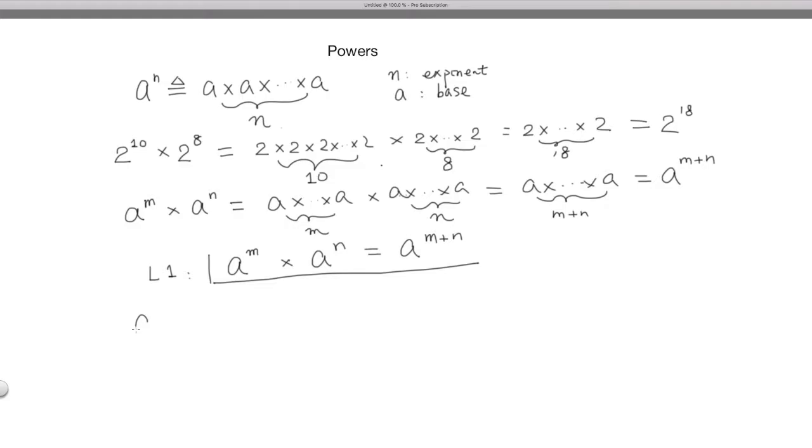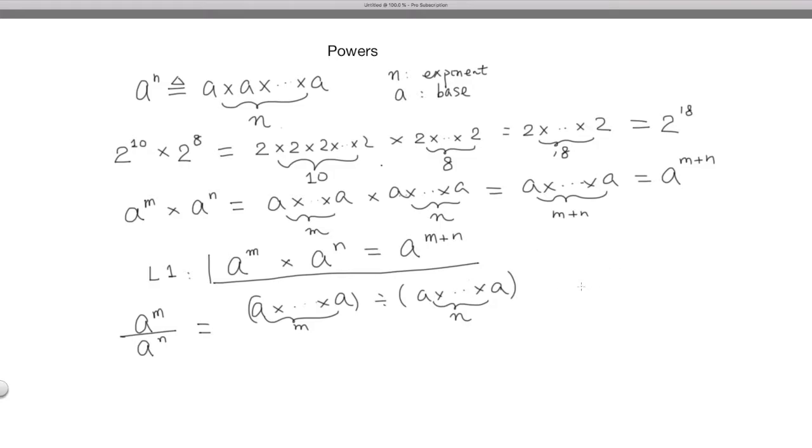How about a to the power m divided by a to the power n? This, of course, can be written as a times a, m such a's multiplied together, divided by a times a, n such a's multiplied together. Now this relationship is a division: m a's multiplied together, divided by n a's multiplied together.